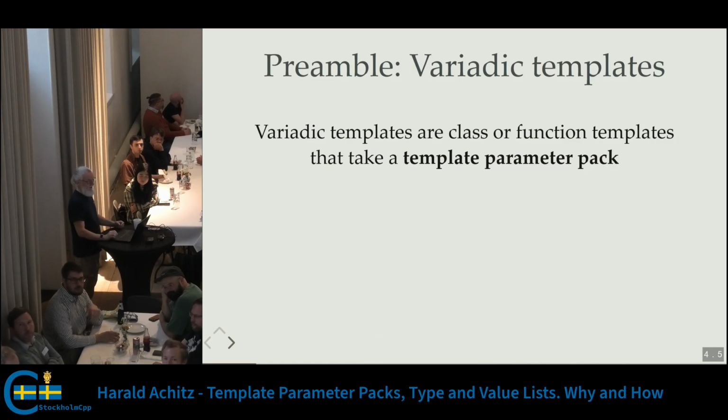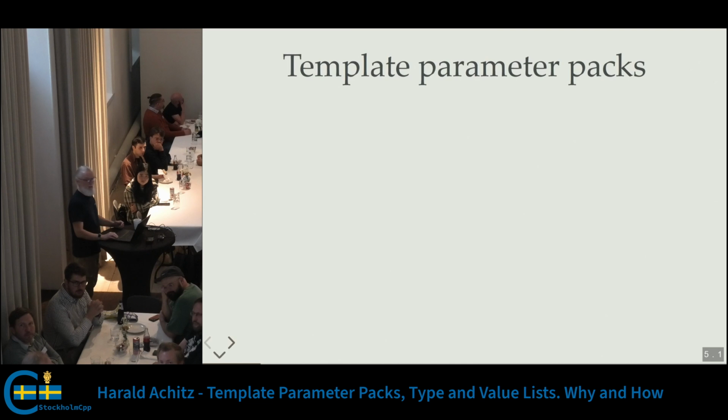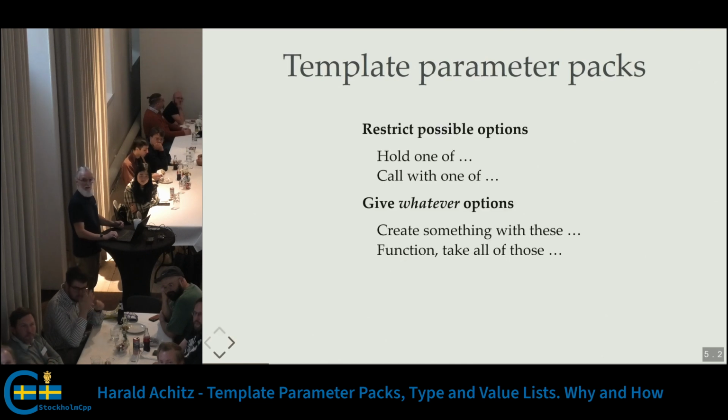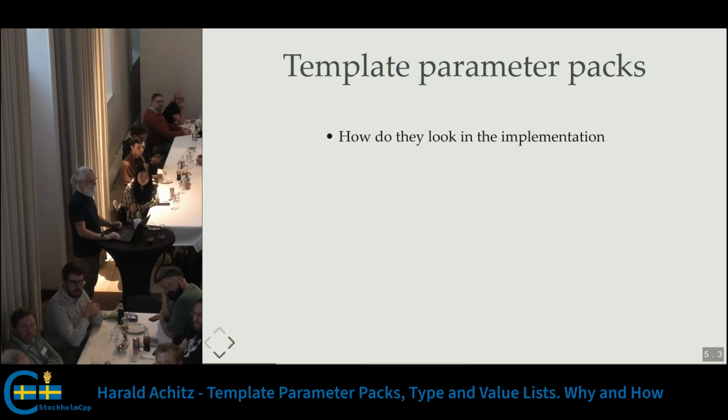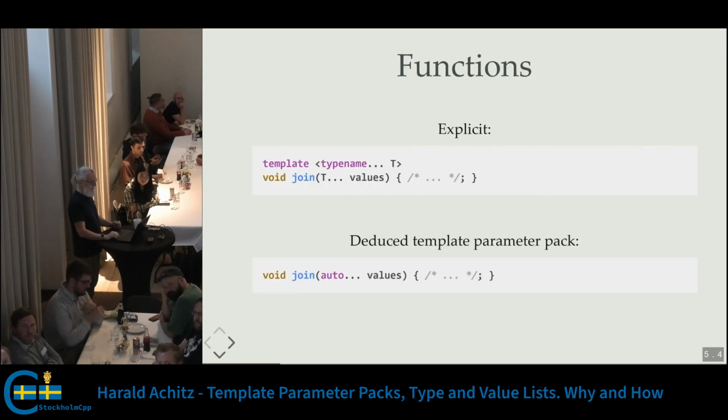Variadic templates are classes or function templates that take a template parameter pack. Okay, so now we have the first thing, template parameter pack. It restricts possible options, like in the case of the variant, hold one of, or call with one of, which we will see later. Or it gives us whatever option, create a function with all of those from this domain, and we take whatever.